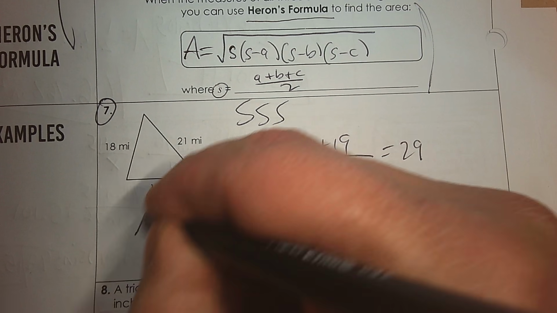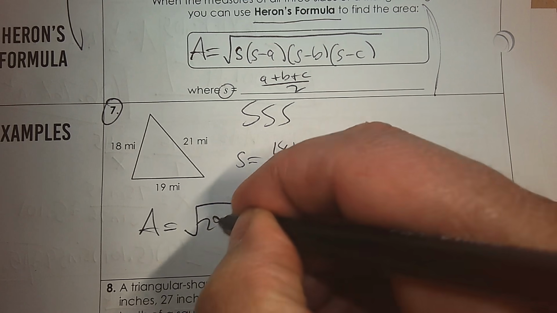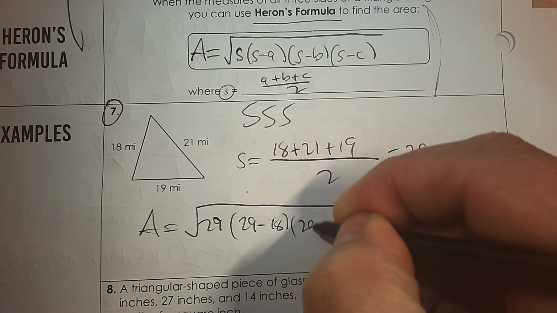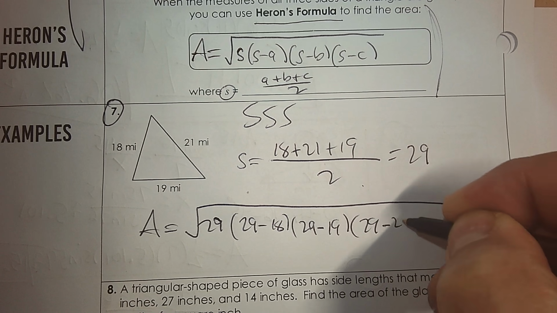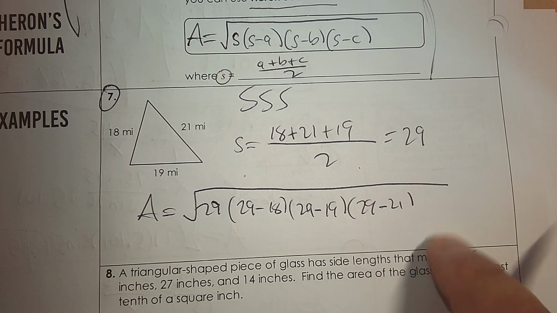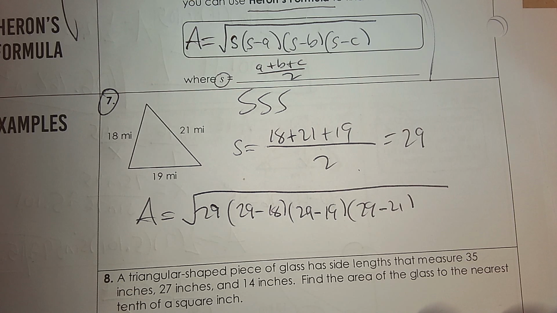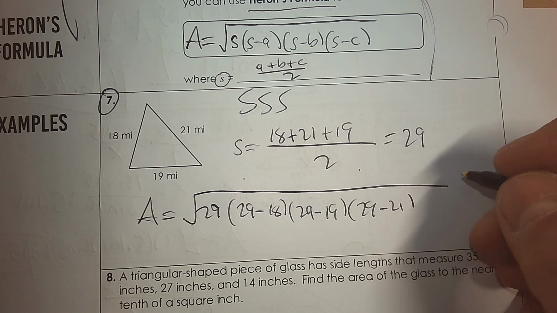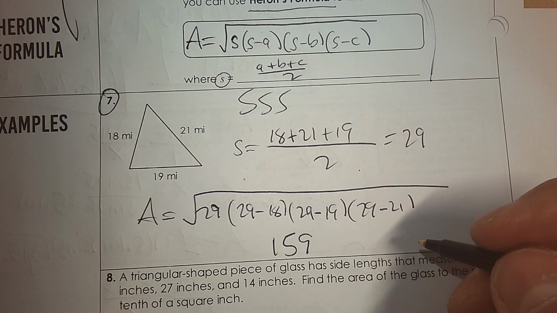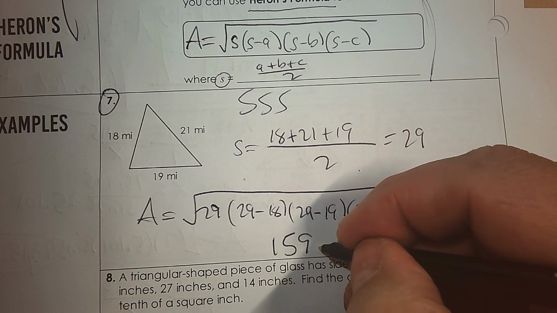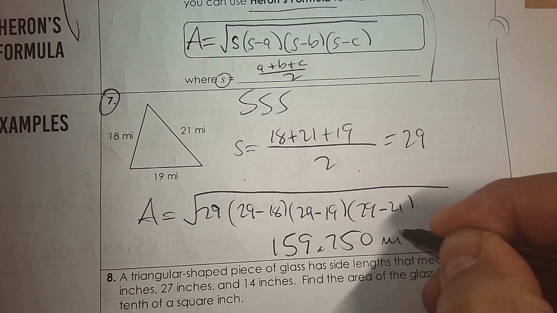So the area is big square root, 29. And then 29 take away 18, 29 take away 19, 29 take away 21. Order does not matter. You just got to subtract one side at a time. So the square root of 29, 29 take away 18, 29 take away 19, 29 take away 21. And then the area is 159.750 if you round. And it's miles squared.